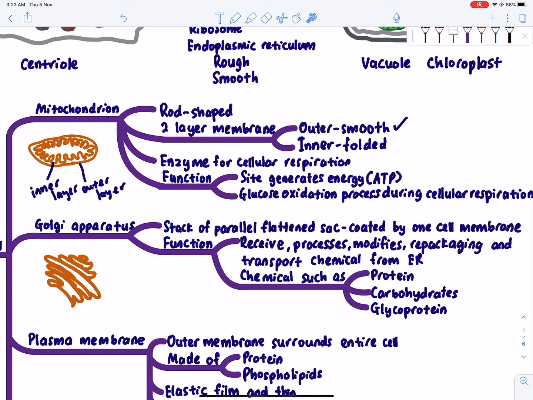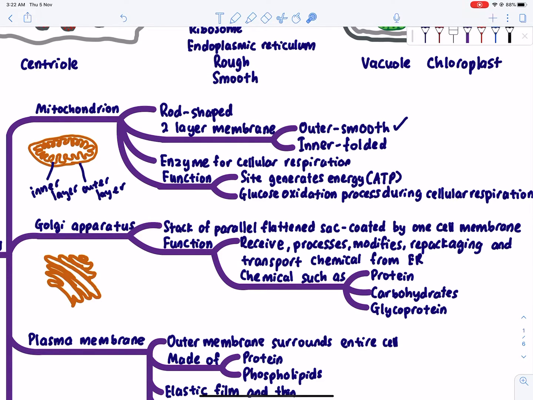This tail structure needs to move, so it needs contraction and relaxation so that the sperm can move to the fallopian tube. That's why they require lots of mitochondria, this organelle, so that they can produce lots of ATP. That's the explanation about the mitochondria.